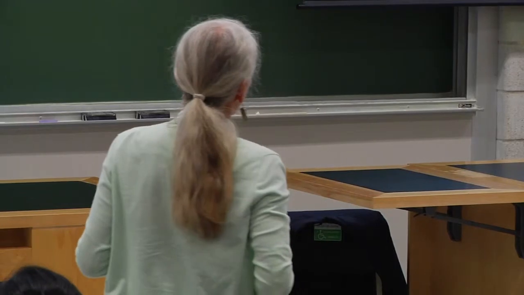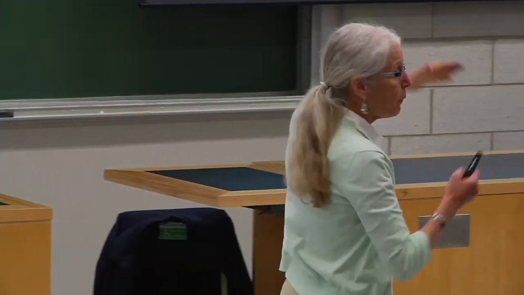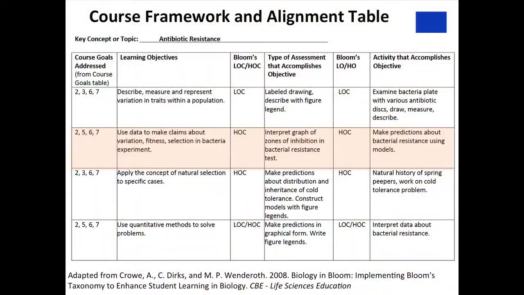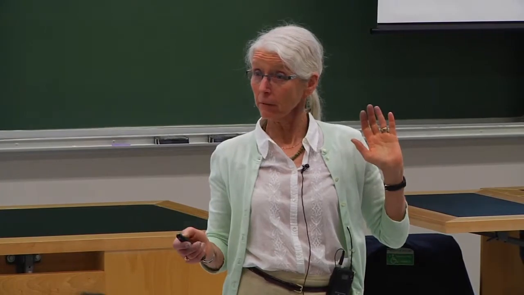Okay, so that's it. And when we get down to the daily class lesson, this is a day on a little topic called antibiotic resistance, which is probably fairly important. And so here is the alignment of a daily learning objective. They're going to use data to make claims about the variation, fitness, and selection in a bacteria experiment. Antibiotic resistance is important to all of us. And they're going to interpret a graph. Is a graph a model? Uh-huh. Okay, and about zones of inhibitions, and they're going to make predictions about antibiotic resistance. So am I aligned? Aligned.